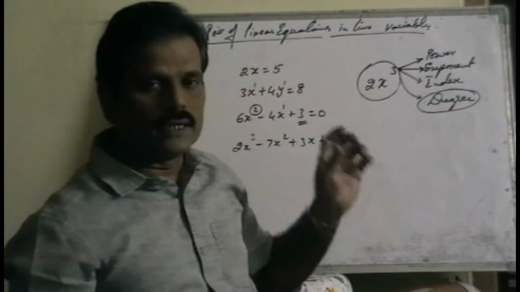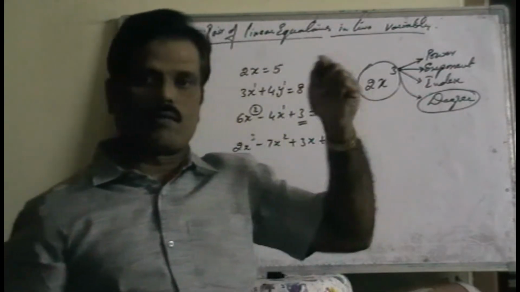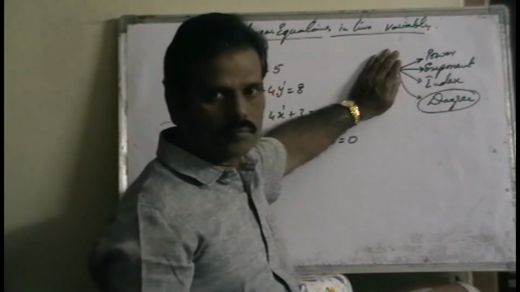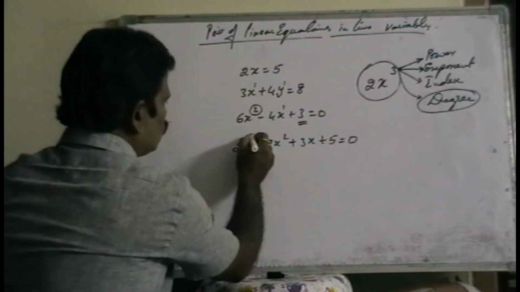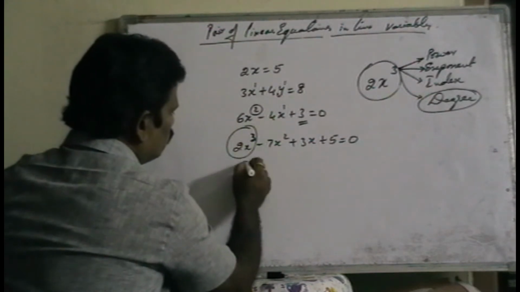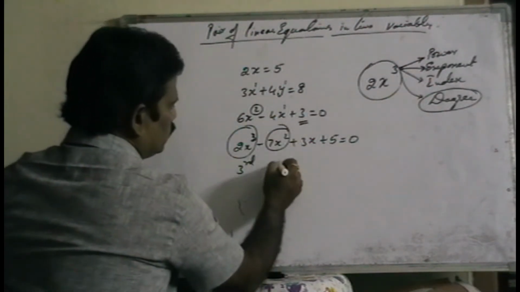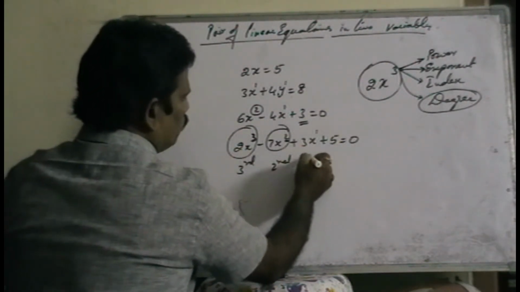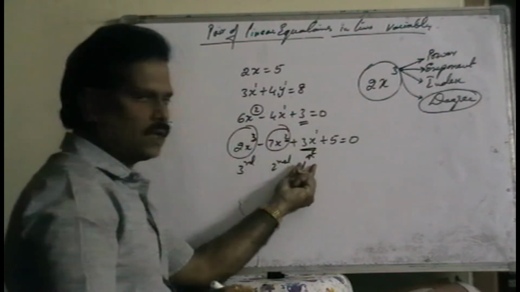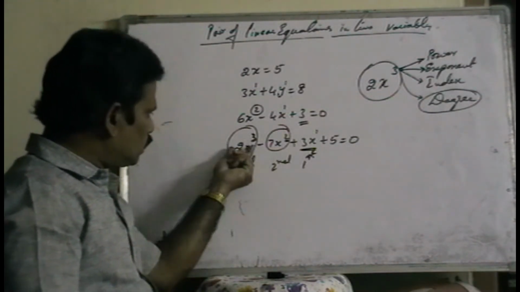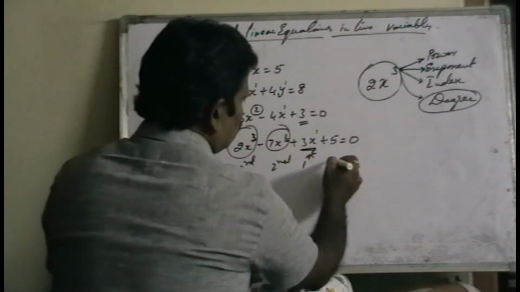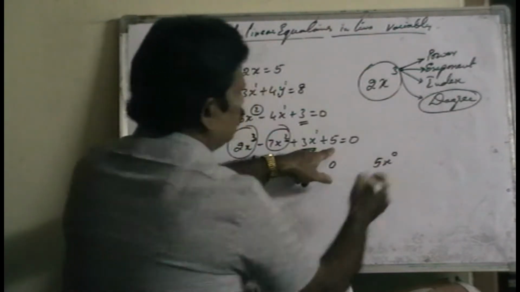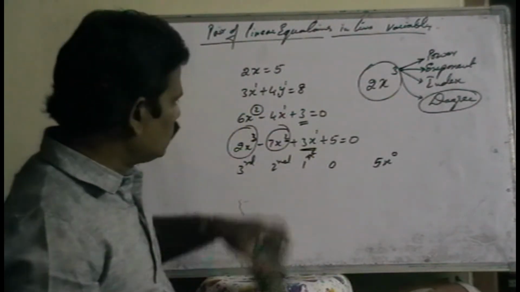That means what? The degree of the term depends on the power of the variable. Now the power is 3, so 2x cube is a third degree term. To 7x square, it is a second degree term, power 2. 3x, x power nothing means 1, so it is a first degree term. This term is first degree. This term is second degree. This term is third degree. The last term 5 is 0 degree. Why? Because 5 into x to the power of 0. So every constant is a 0 degree term.